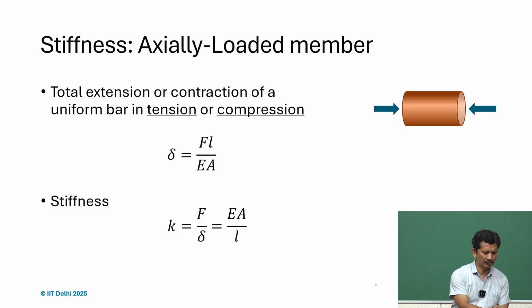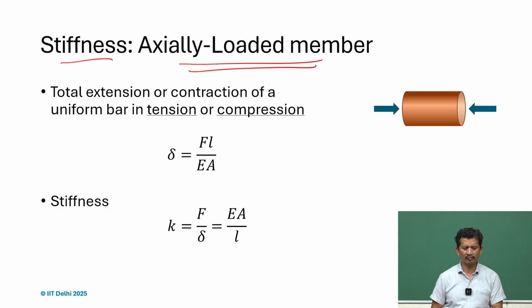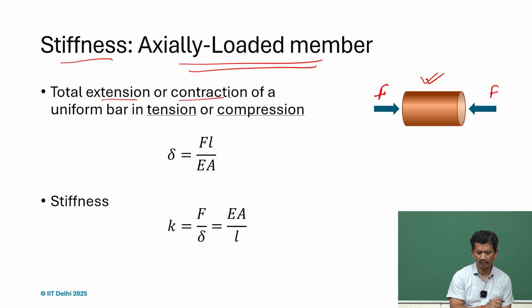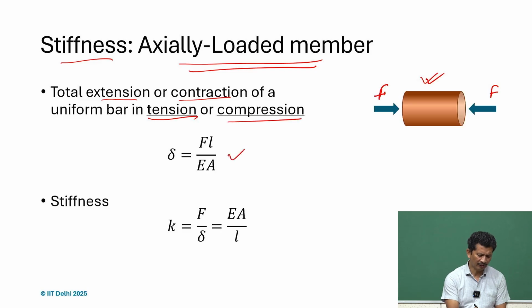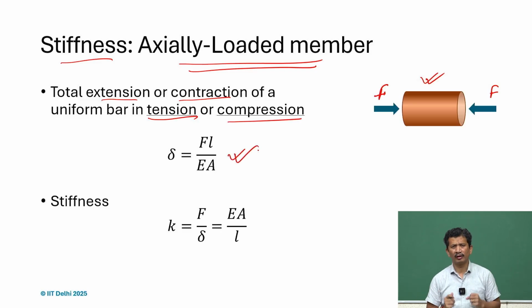So, for instance, if you are talking about stiffness and only axially loaded members, it can be a prismatic member or a bar. If we take this element and apply load F, here it is in compression, but it can be in tension. So, what will be the extension or contraction when it undergoes tension or compression? That is delta, the deflection. If there is a compressive load there will be contraction, but if there is tension, there will be extension.